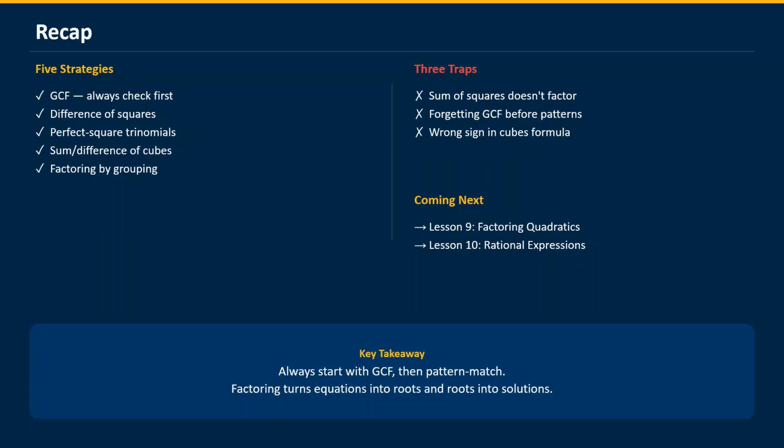Greatest common factor extraction, which always comes first. Difference of squares. Perfect square trinomials. Sum and difference of cubes. And factoring by grouping. 3 trap families came up.